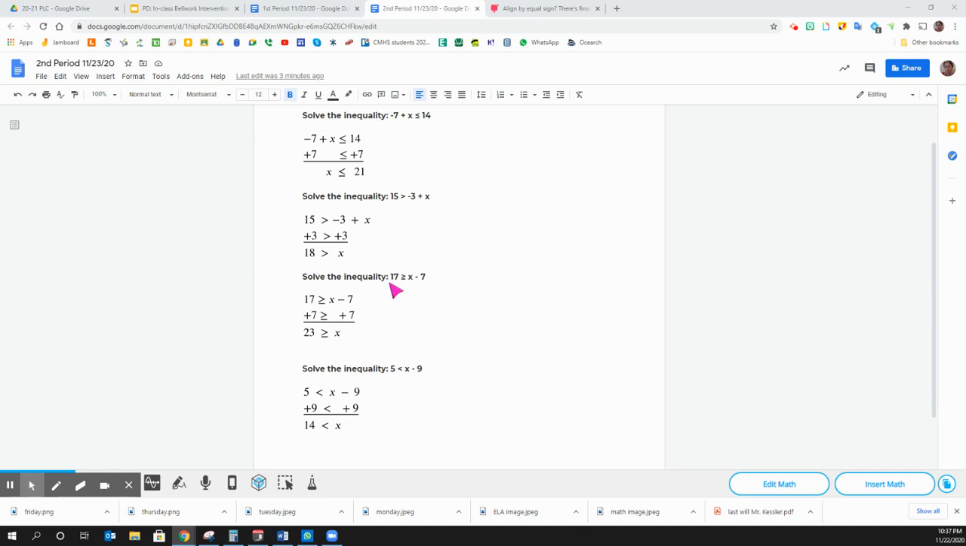Next, we have solve the inequality 17 is greater than or equal to x minus 7. Remember, when it has this equal sign underneath it, this means greater than or equal to. We rewrite the equation. We see that a -7 is with our x, so that means we need to put a +7 to undo that. The 7's cancel. We bring down our x and we add 7 on the left. 17 plus 7 is 24.